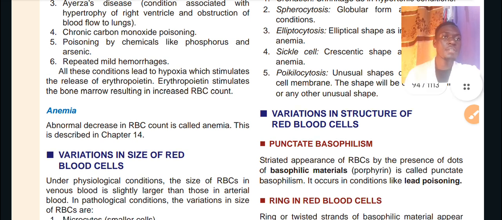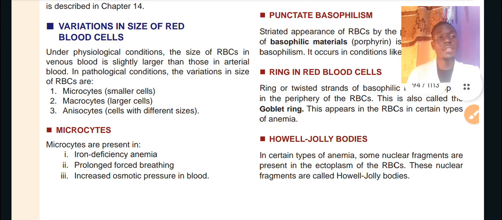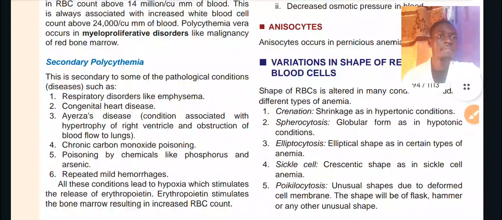Of course, the size of red blood cells changes, and some of them may be due to physiological reasons, when they are slightly larger, or under pathological reasons. The smaller ones we call microcytes. The larger ones we call macrocytes. And those with different sizes we call anisocytes. The microcytes may be due to iron deficiency, prolonged forced breathing, and increased osmotic pressure in blood.